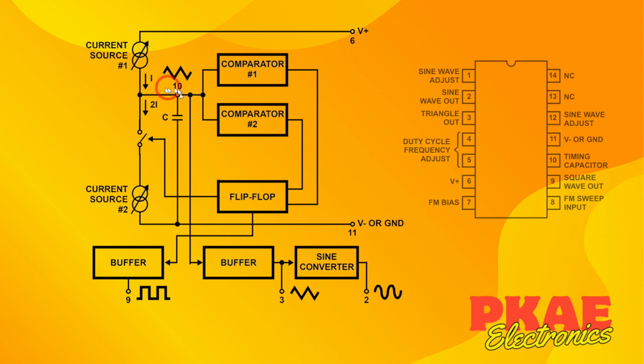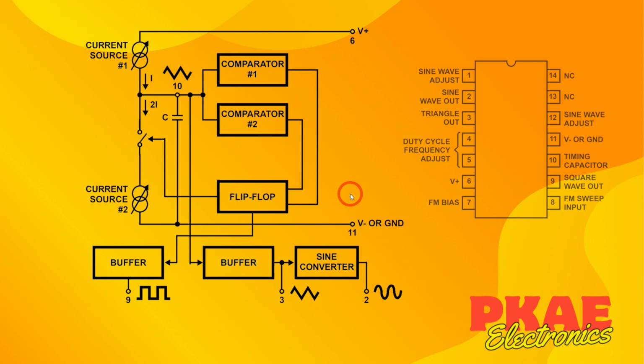So one leg will affect the rising edge of the triangle wave and the next leg will adjust the falling edge of the triangle wave. And of course, if you do that, then that will affect the output here to your square wave. And it will also affect the sine wave output because it's all derived from the triangle wave to start with. All right, so that's roughly how it works.